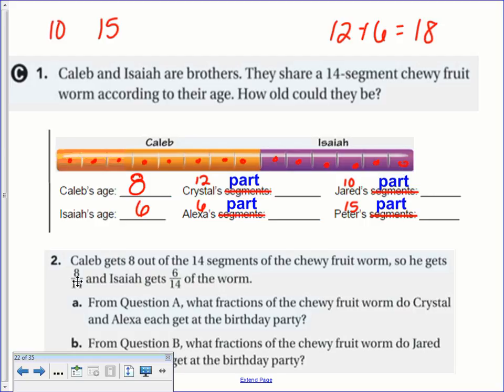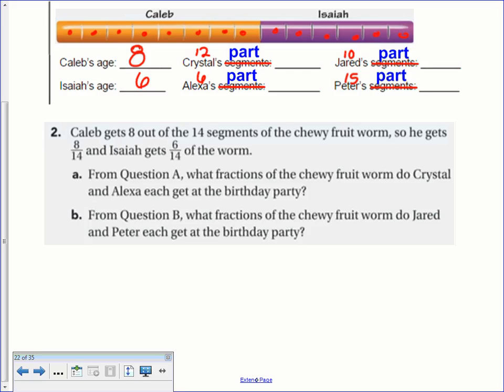All right, now we're going to answer A and B, and they're asking us from question A, so Alexa and Crystal, remember, they were 12 and 6, and their whole fruit worm was 18 segments. They want to know what fractions. So what part did Crystal get out of this entire thing? Well, she got 12 out of 18. Go ahead and pause this and write Alexa's down, and see if you can do Jared and Peter's as well.